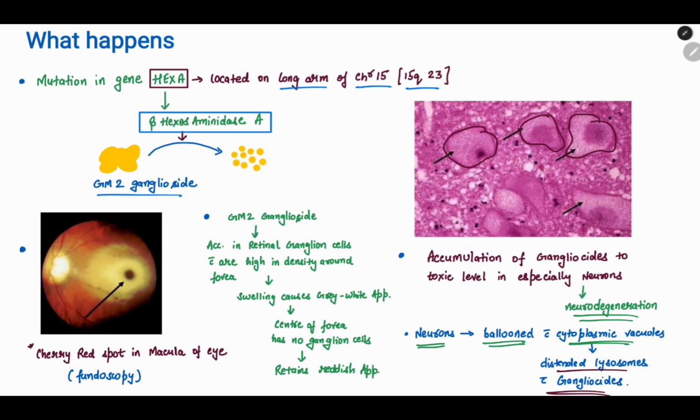Now talking about how the cherry red spot in the macula of the eye develops. GM2 ganglioside accumulates in the retinal ganglion cells, which are high in density around the fovea. Due to this, these ganglion cells swell, and hence they appear gray-white. The center of the fovea has no ganglion cells, therefore there is no swelling and no gray-white appearance, and hence it retains its reddish appearance, due to which a characteristic cherry red spot appears in the macula of the eye. It is a near specific finding in Tay-Sachs disease and can be confirmatory for the diagnosis.